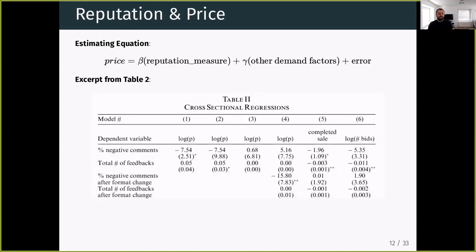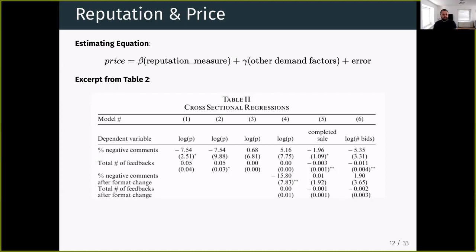The first thing they do is look at the effect of reputation on price. They run a regression of price as the Y variable on different reputation measures and some other things they think might be impacting demand. Table 2 in their paper, which I've got an excerpt of here, summarizes their main results.